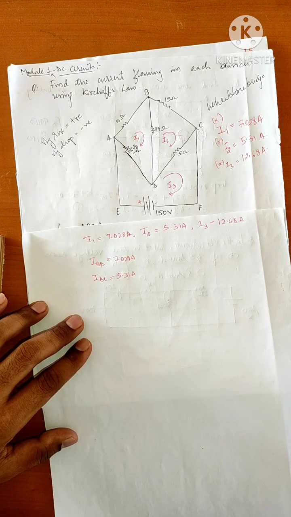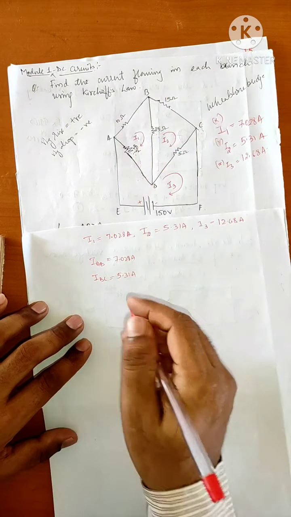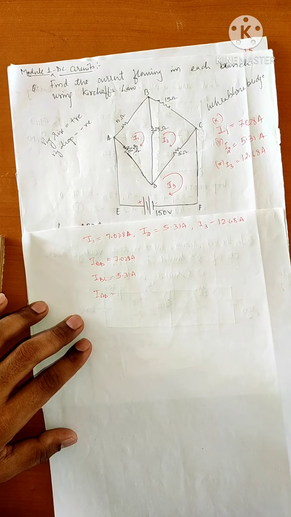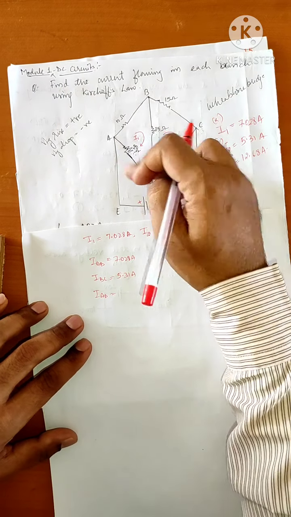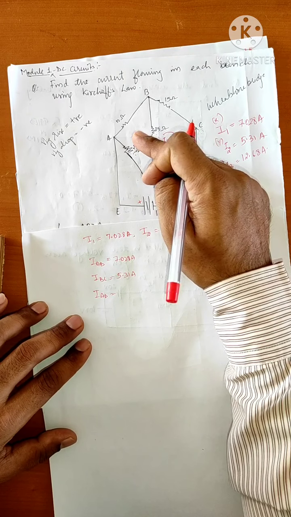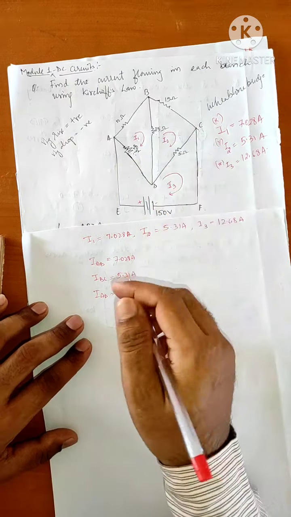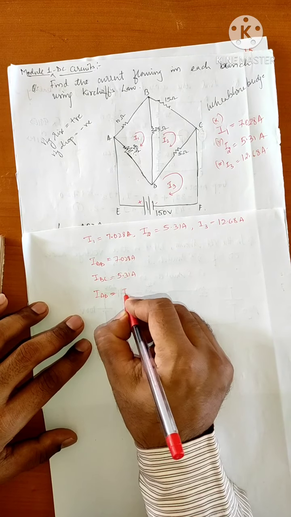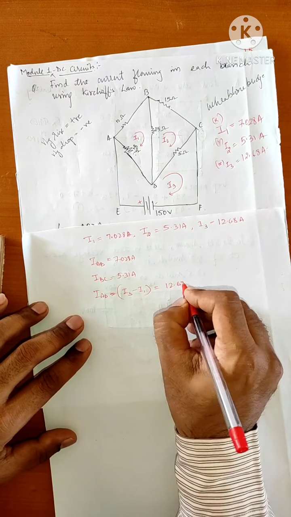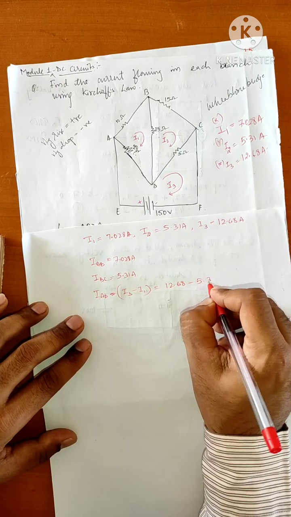Now find the current flowing in IAD. IAD is shared between currents I1 and I3, so I'll take I3 minus I1. That is 12.68 minus 5.31.